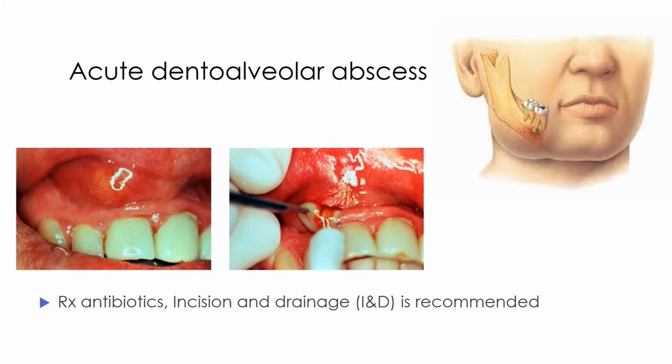This is the dento-alveolar abscess, an example which I have picked out for you. And if there is a visible swelling, you might want to add in antibiotics, and incision and drainage is recommended as a local measure in order to ease the pain for the patient and for fast relief as well as early healing.